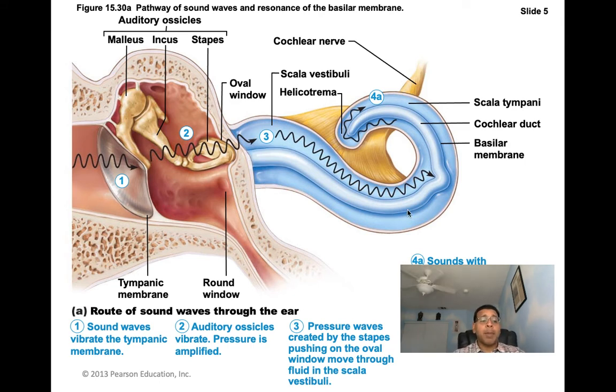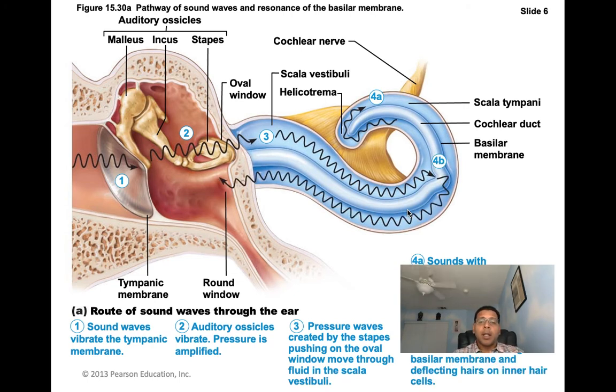Next, let's talk about the basilar membrane path. Sounds with frequencies high enough to hear create pressure waves that take a shortcut. They are transmitted through the cochlear duct into the perilymph of the scala tympani, vibrating the entire basilar membrane, activating hair cells, which are the receptor cells, causing action potentials to be sent to the brain.